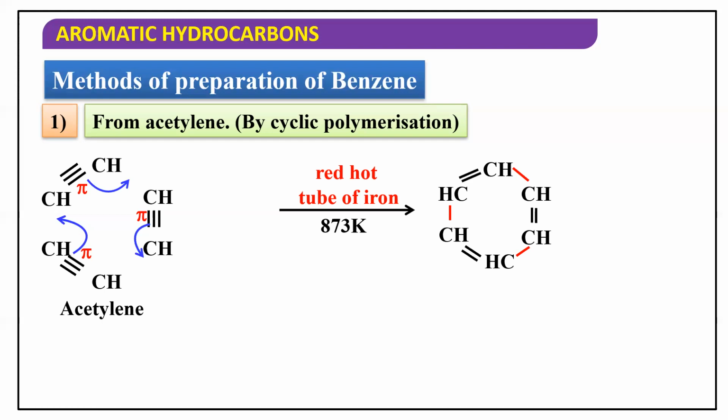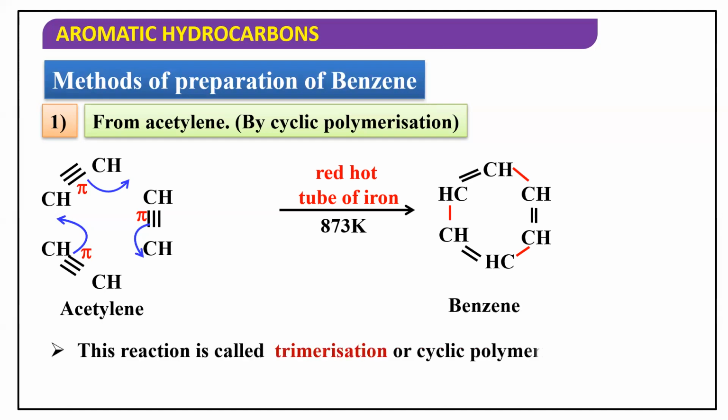So for this, we need red hot iron, 873 Kelvin. Clear? So this is trimerization or cyclic polymerization. Trimerization. So tri is 3, mer means unit. So 3 units will combine to form 1 single unit. This is what is called trimerization.